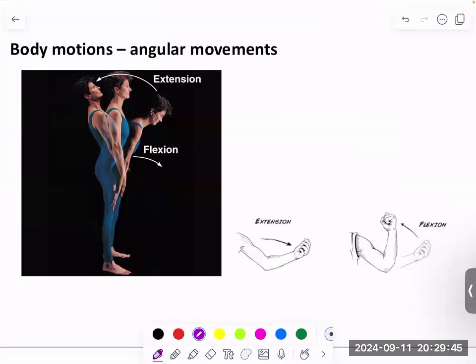Angular motions. Don't put the arm out. Flexion. Extension. Pay attention to what's happening here. The angle is getting smaller. Flexion. Extension. Look at what's happening when you bow. The angle gets smaller. Flexion. When you do a sit-up, when you stand up, extension. Flexion, extension.